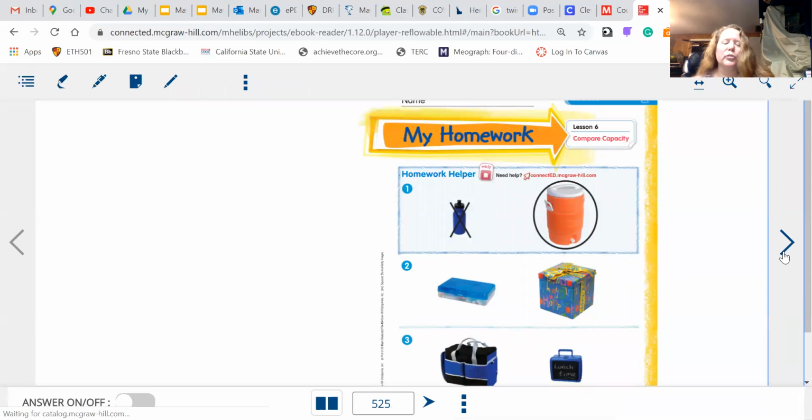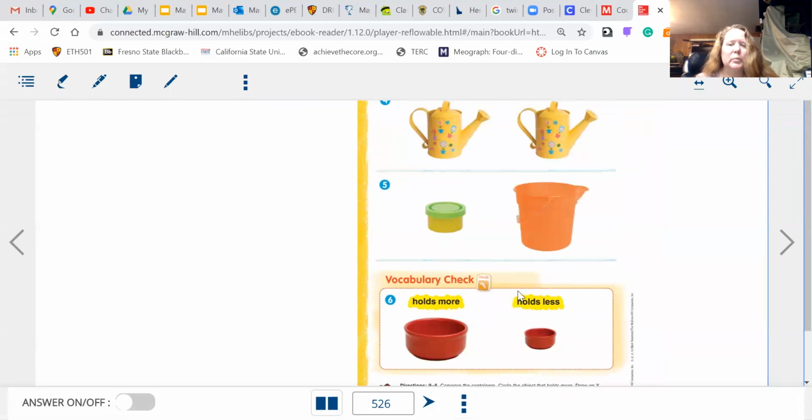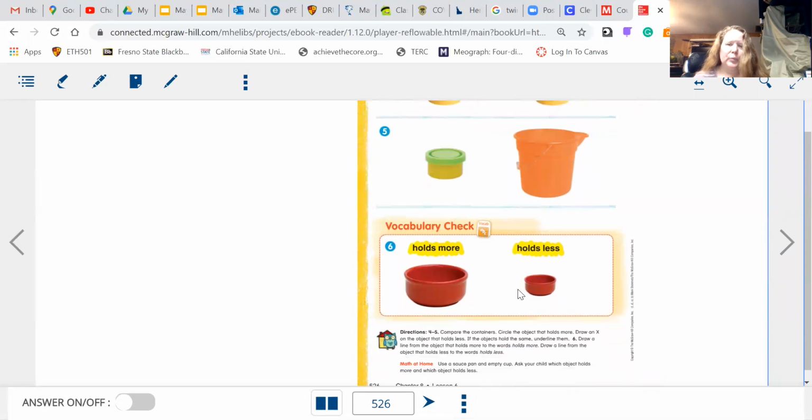All right, here's page 525. You're starting your homework here. On this page, excuse me, it says circle the objects that hold more and cross out the ones that are less, just like this sample up here. Now I'm curious what it's going to say on the next page. On the second page of your homework, page 526, circle the object that has more and draw an X on the object that holds less. Okay, we can do that.